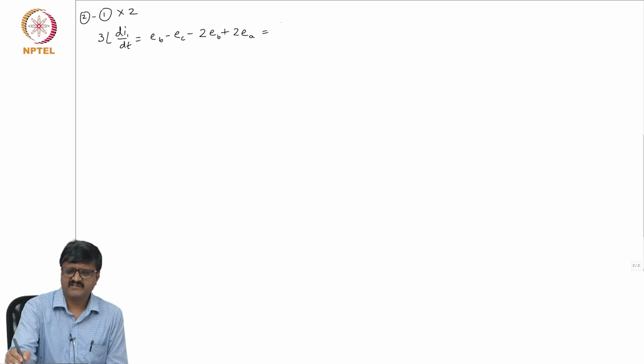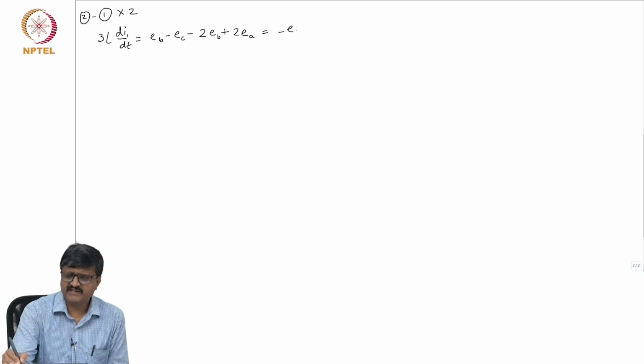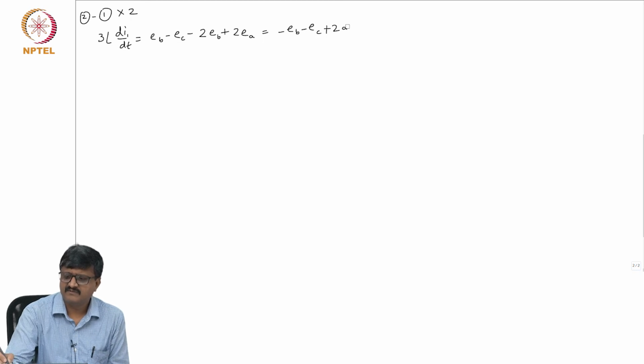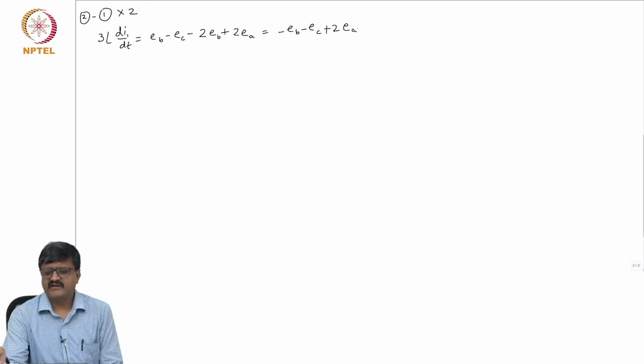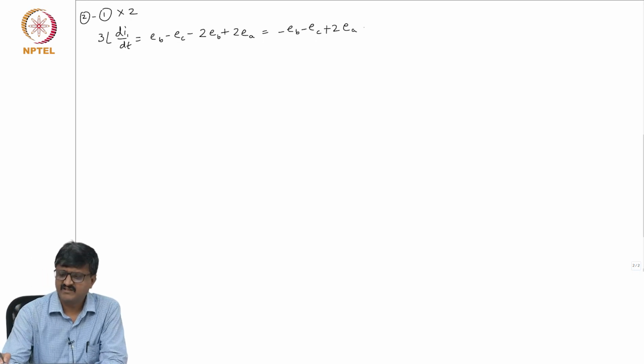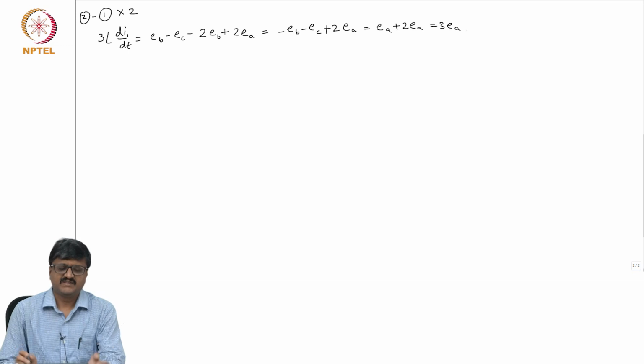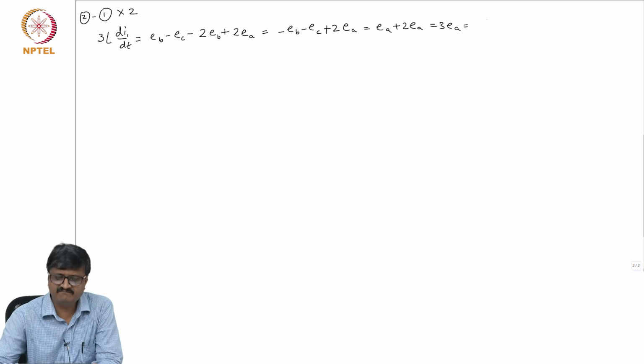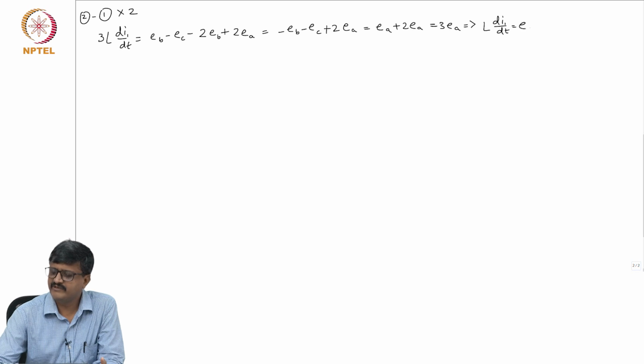So, this can be simplified. This is minus EB minus EC plus 2 EA, and EA, EB, EC are balanced sinusoidal voltages. So, minus EB minus EC is equal to EA, plus 2 EA, that is 3 EA. So, if I substitute the expression for EA, one simplification that is directly possible is that there is a 3 on both sides. So, L dI1/dt is equal to EA.